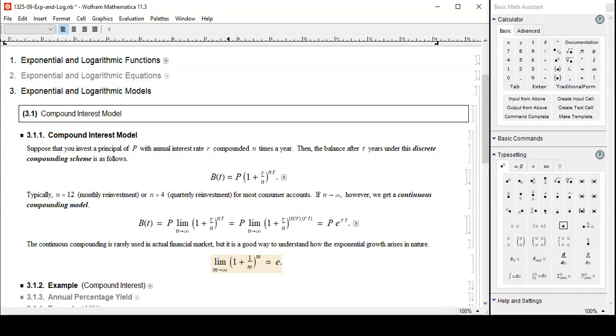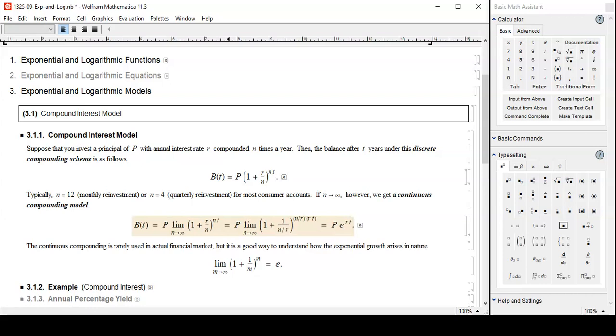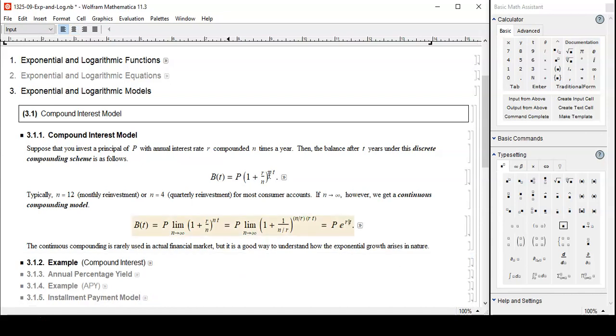That's the formula for e. Now here, in this case, this m is what? n over r. So I can change this into 1 plus 1 over m, to the power m, and then n over r over there. So that's m. So that's e, and e to the rt power. So we have continuous compounding. So the exponential function comes as a limiting case of the compound interest model.